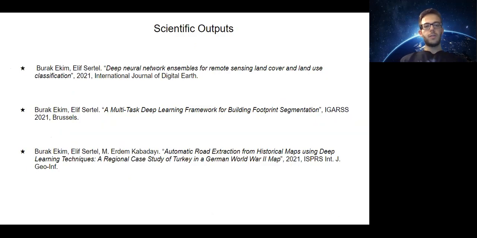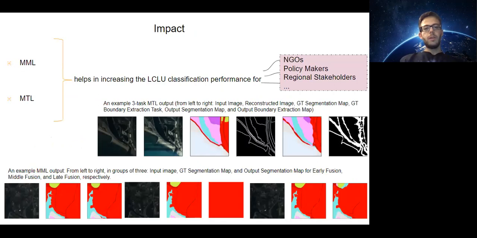Here in the slide, scientific outputs produced directly or indirectly from the thesis are shown. The MML experiments conducted in this thesis point out the importance of fusing multiple modalities in a unified deep neural network. Although some fusion techniques harm the overall performance, such as middle fusion and late fusion, it's possible to conclude within the light of the experiments conducted. Early fusion further increases the plain segmentation task's performance.